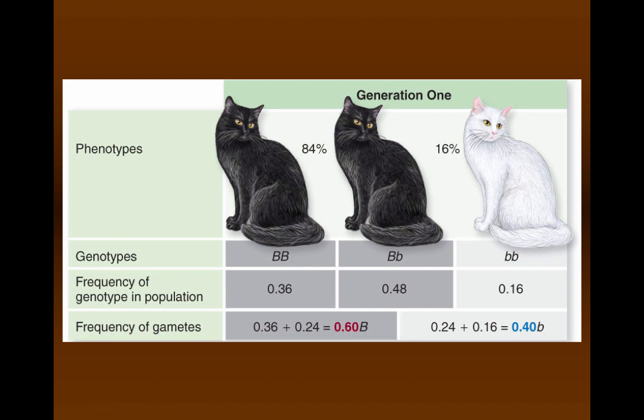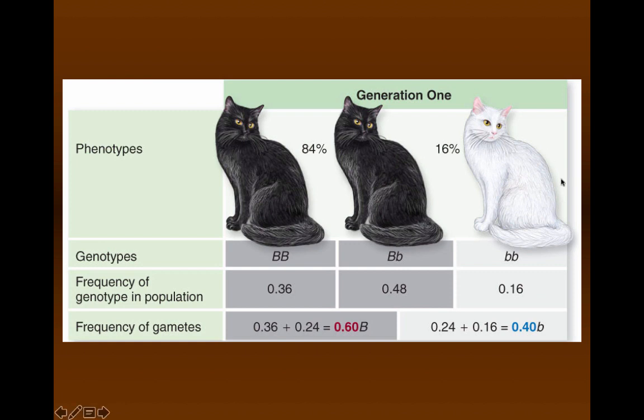All right, so in this hypothetical population of cats, we are going to pretend that we go out and capture them, and we do genetic analysis, and we find out the genotypes for all of the cats in this entire population in terms of their coat color. And what we find out is that 36% of the cats have a homozygous dominant genotype, 48% of the cats have a heterozygous genotype, and only 16% of the cats have a homozygous recessive genotype, and therefore they have the white phenotype.